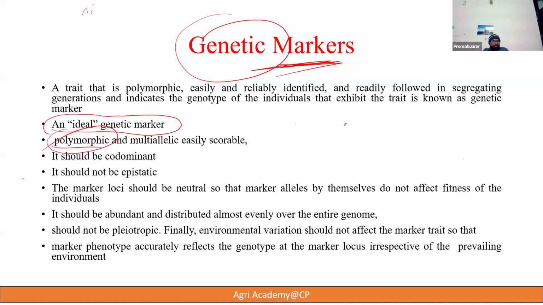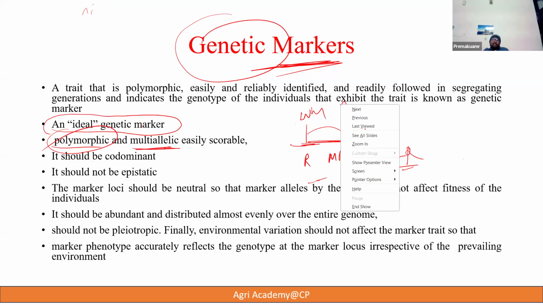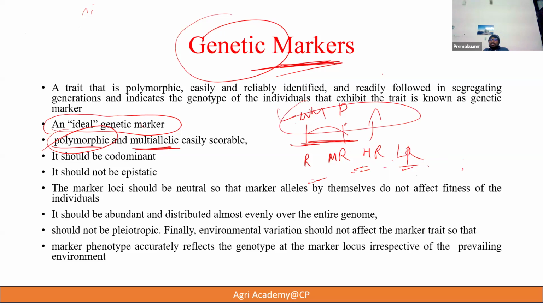What is polymorphism? Why do we need polymorphism to use it as a marker? I think everyone is clear with that. Then you should have multi-allelic loci. For example, if you have only two flower colors, you can classify them only as two. But for example, resistance, moderately resistant, highly resistant, low resistant, like this, so many classes. Your resistance is linked with white, moderately resistant is linked with purple, highly resistant is linked with some green color flower. The more polymorphism there is for the particular trait, the higher the chance of using that as a marker.